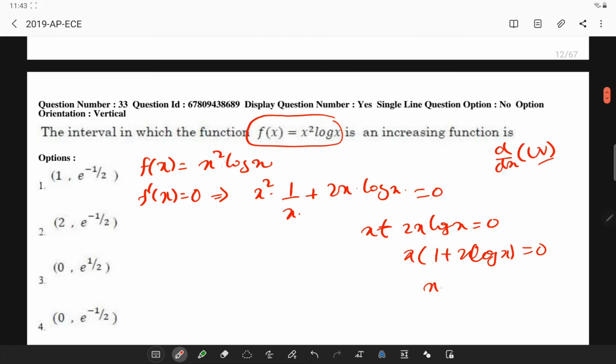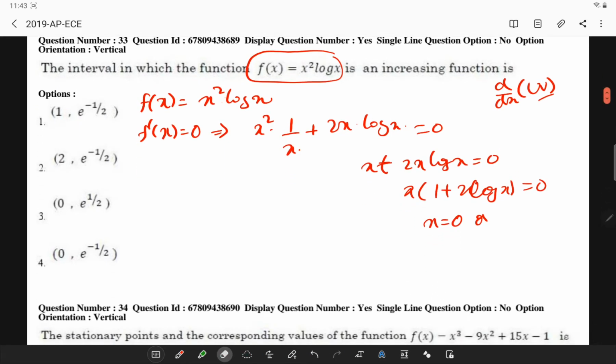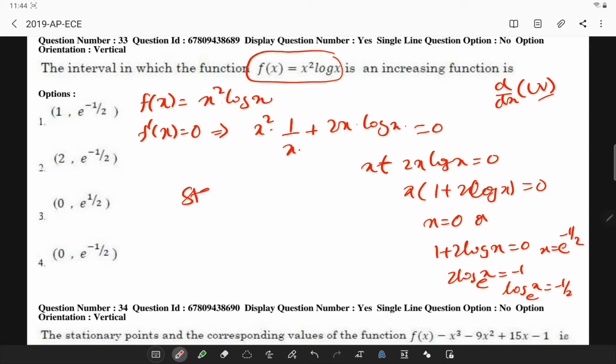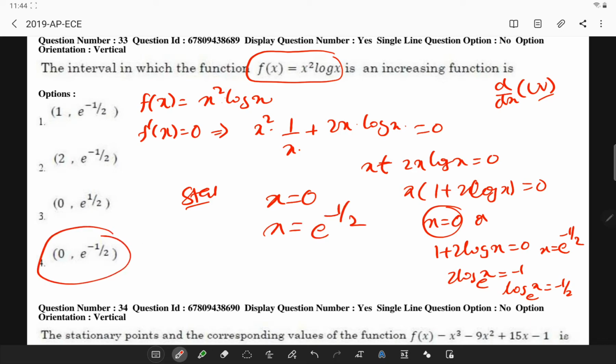So I will have x is equal to 0, or 1 plus 2 log x is equal to 0, or 2 log x is equal to minus 1, or log x base e is minus 1 by 2, or x is equal to e power minus 1 by 2. If you observe, this question is related to stationary points. So I have 2 points, x is equal to 0 and x is equal to e power minus 1 by 2, and the answer is option 4.